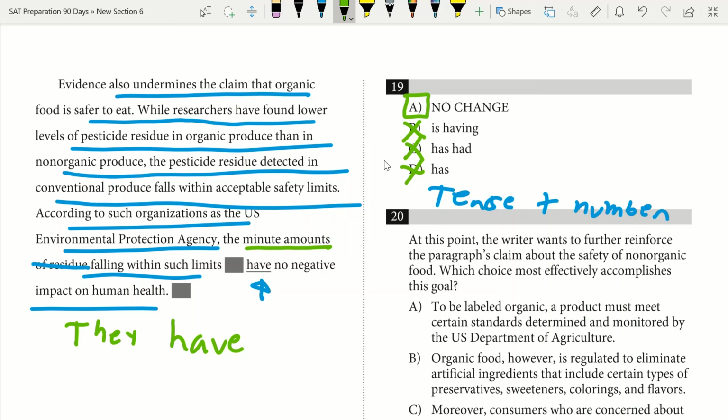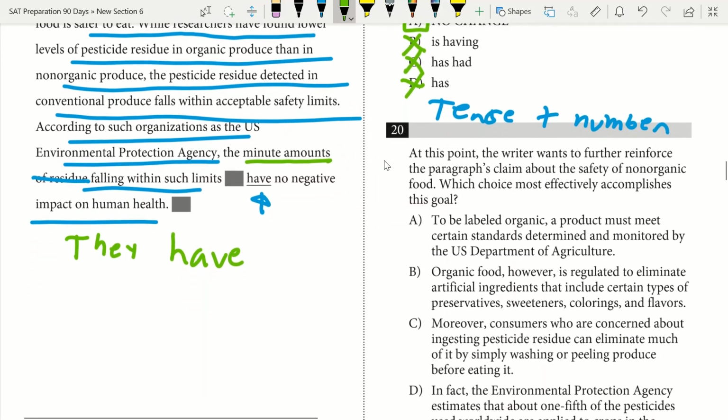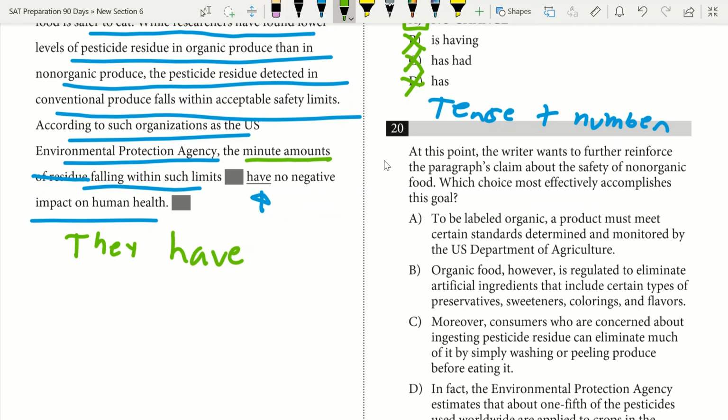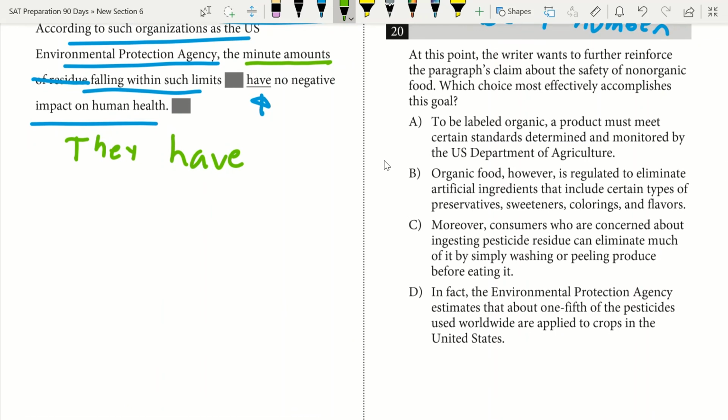All right, so now we've got question 20. At this point, the writer wants to further reinforce the paragraph's claim about the safety of non-organic food. Which choice best accomplishes this goal? We want to talk about something showing non-organic food being safe. So let's look at options A through D. There's really no other way to do this one but looking at A through D. If you wanted, you could start with the shortest one, but it's not really going to help much because this isn't a combining sentences question, so that's not an applicable strategy here.